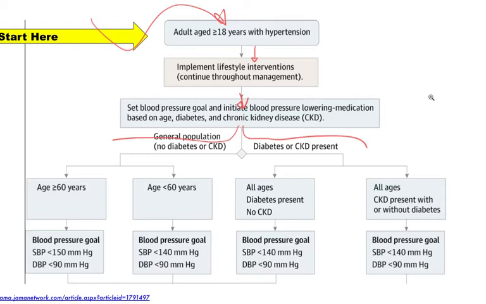If they're in the general population with no diabetes or CKD, then we further differentiate them by age, either under 60 or over 60. If they are not in the general population, if we are in the diabetes or CKD part of this flow chart, then age does not matter. We are more focused on what the disease state is. So either diabetes is present or CKD is present.